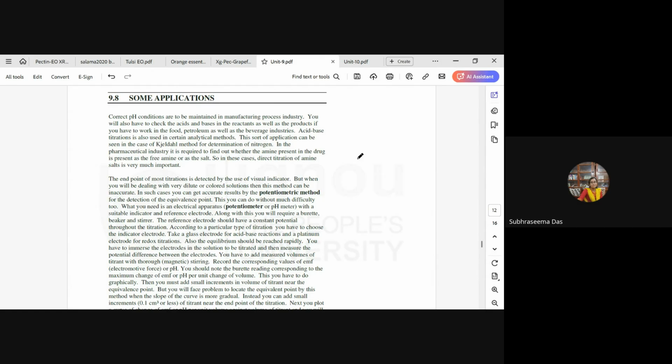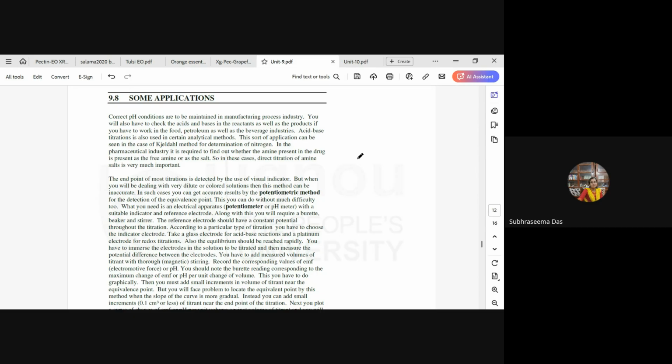Acid-base titrations are also used in analytical methods. They can be used in the Kjeldahl method for determination of nitrogen. In the pharmaceutical industry, and in agriculture, we need to find out the amount of nitrogen that is present in soil.